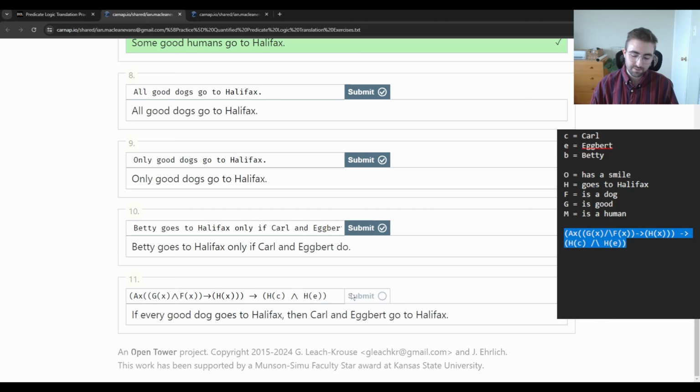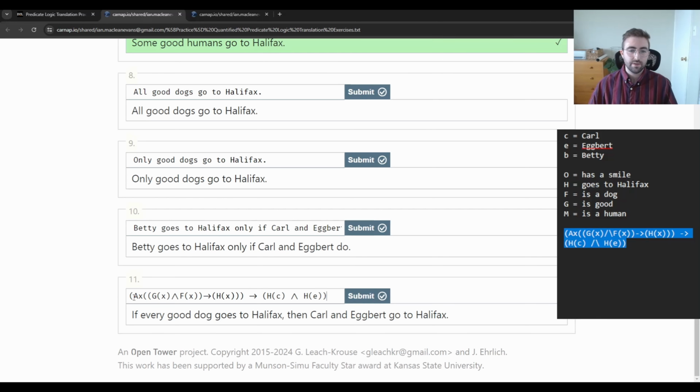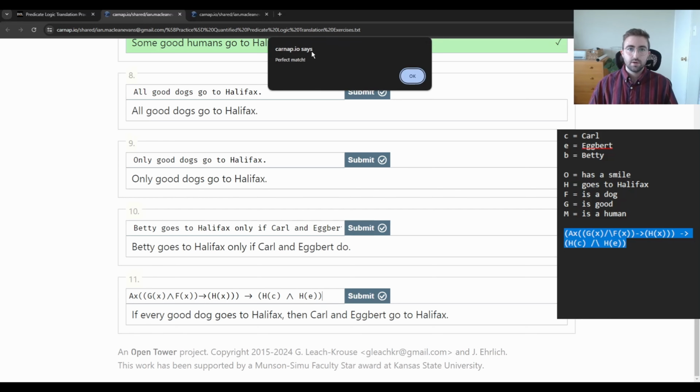So let's see if this is correct. Oh, I must have the wrong amount. Ah, yes, I should not have had this bracket on the end. Okay. That's when it says it's ungrammatical. First thing to do is check your brackets. Okay, so I deleted the bracket at the beginning, and you can see perfect match. Carnap is happy with it.